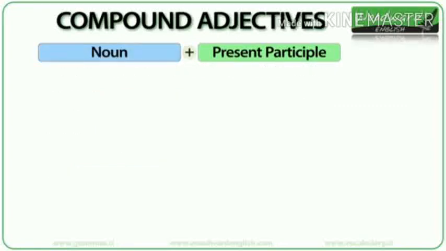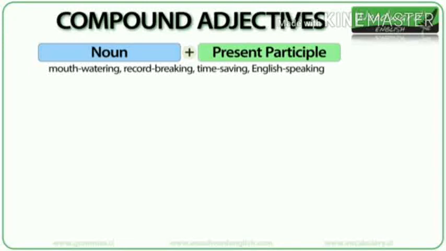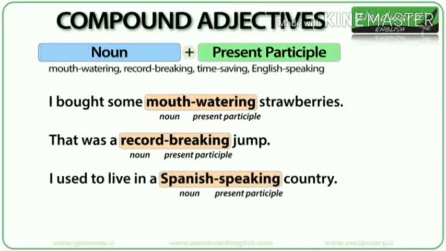Now, compound adjectives made with noun plus present participle. We shall see some of them. Mouth-watering, record-breaking, time-saving, English-speaking. These are the compound adjectives made from using noun plus present participle. Now, let's see some of the examples. I bought some mouth-watering strawberries. Mouth is a noun, watering is a present participle. That was a record-breaking jump. I used to live in a Spanish-speaking country. Spanish is a noun, speaking is a present participle.